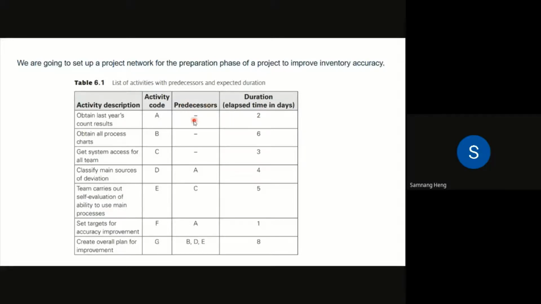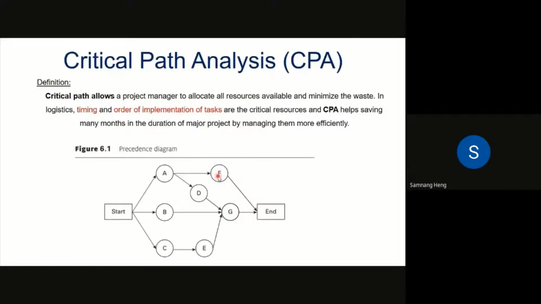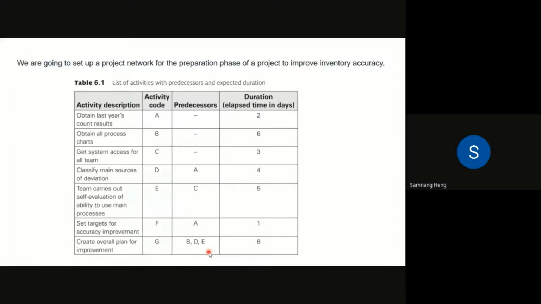Predecessor means everything that needs to be done before task A. Let's say in this slide, the predecessor of F is A, predecessor of D is A, predecessor of G is D, B, E. But task A is seen as at the beginning, so there's no predecessor. Just start doing it. Obtain all process charts. So you get all the charts here, and no predecessor, but it takes 6 days to finish it.